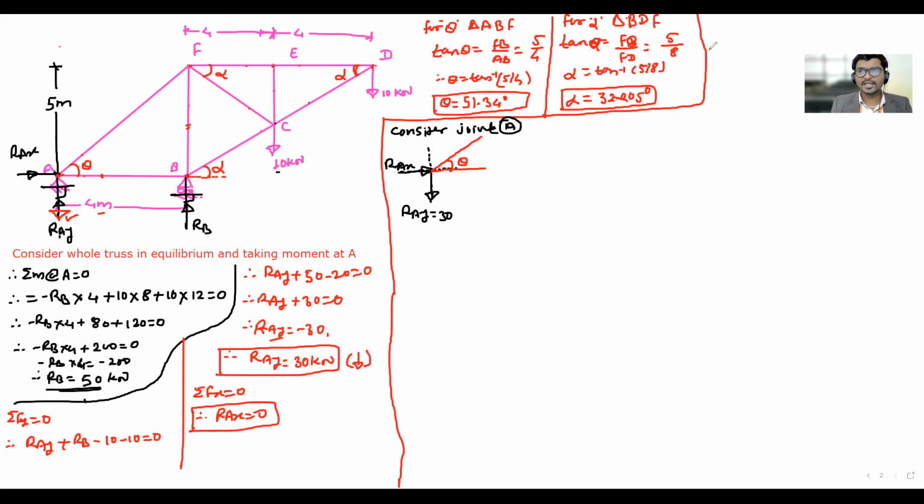What will be the names of the forces in the horizontal member and the inclined member? AB and AF. What will be the probable direction of AF? Up or down?